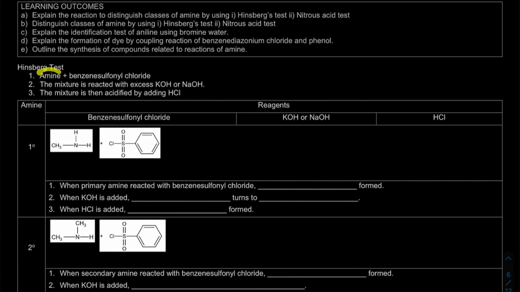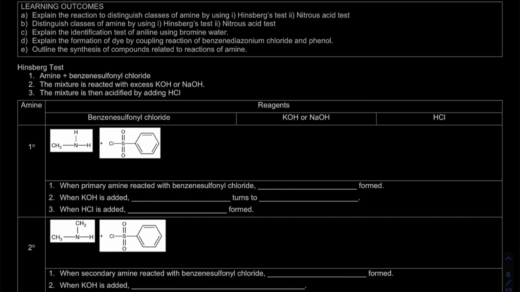So amine ni kita tengok is either primary, secondary, or tertiary amine. Different classification akan ada different reaction, but then again Hinsberg test ni memang banyak step dia, ada 3 step. So without further ado, let's look at the example of primary amine. First we have primary amine.